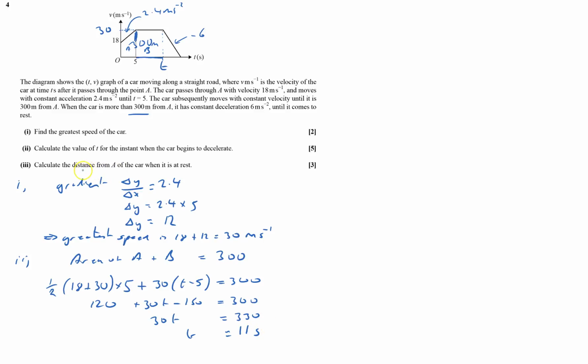And now I've got to calculate the distance from A of the car when it's at rest. So part 3, distance at rest equals the 300 plus c, where c is that area, the last bit, and c equals the area of the triangle, which equals a half the base times the height. I know the height is 30, so I need to work out the base.